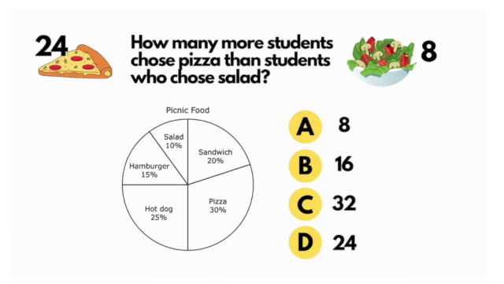So how many more students chose pizza than chose salad? All we have to do is take those values and subtract them. And our correct answer is B, 16 students.